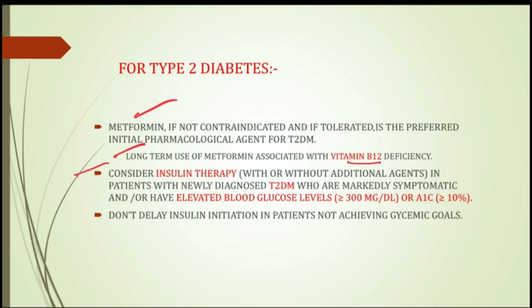Also consider insulin therapy with or without additional agents in patients with newly diagnosed type 2 diabetes mellitus who are markedly symptomatic and who have elevated blood glucose levels of more than or equal to 300 mg per deciliter, or HbA1c of more than or equal to 10%. So this is the criteria in a type 2 diabetes mellitus patient when we must go for insulin therapy. Also, don't delay insulin initiation in patients not achieving the glycemic goals.